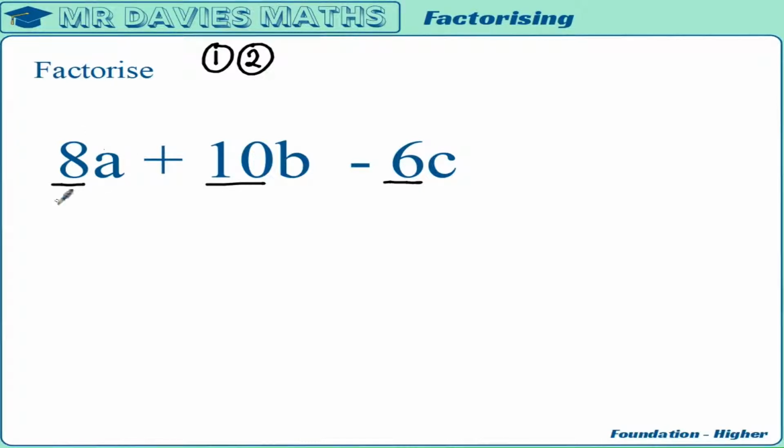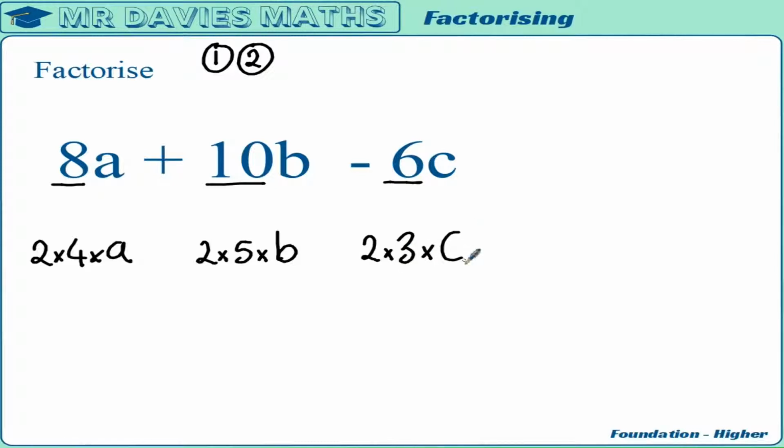How would you make 8a? Well, I'd do 2 times by 4 times by a. How would I make 10b? Well, 2 times by 5 times by b. And how would I make 6c? 2 times by 3 times by c. All I'm looking to do is find a common factor. As you can probably see, the common factor here is 2, identified by this anyway.